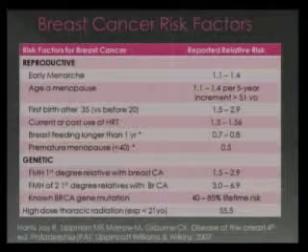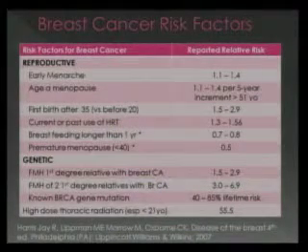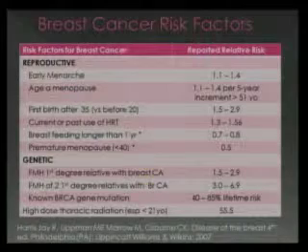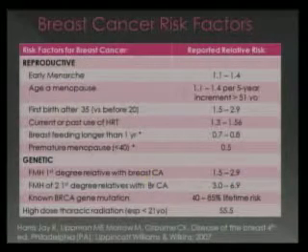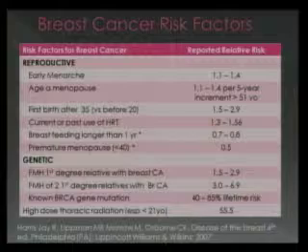Although early menarche and late onset of pregnancy both increase the risk for breast cancer, what's more relevant is the number of years from menarche to the first pregnancy.